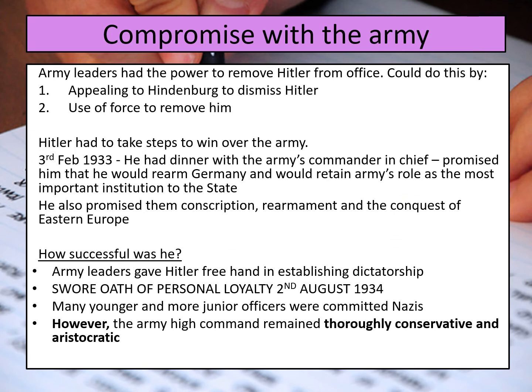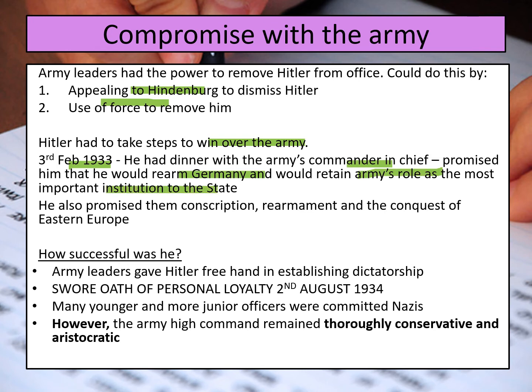Now, obviously, the army were a powerful force in Germany, and the army leaders had the power to remove Hitler from office. Technically, they were loyal to the head of state, the President Hindenburg, and therefore they could have removed Hitler on his orders or even without them if they so chose. So Hitler knew that he had to try and win over the army straight away if he was going to stay in that position. So it all began on the 3rd of February 1933, only a few days after Hitler became Chancellor, where he then had a dinner with the army's commander-in-chief, where he promised him that they would rearm Germany and retain the army's role as the most important institution of the state.